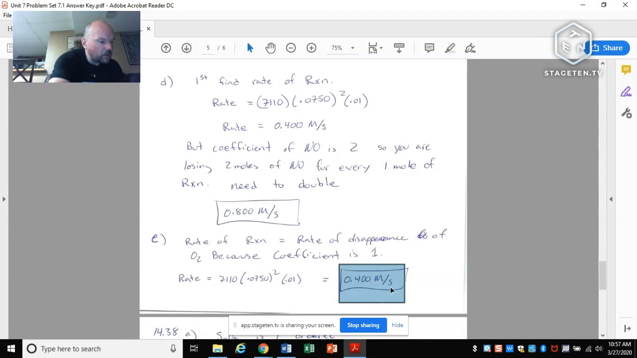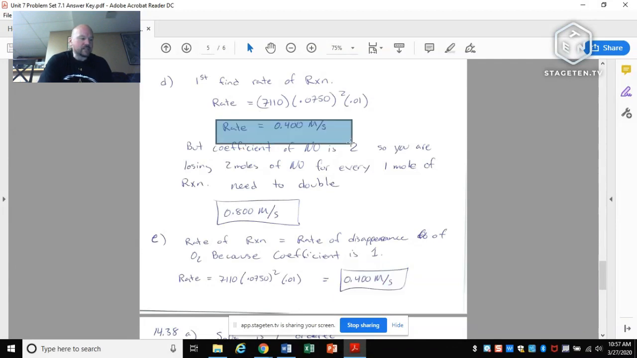So that's a good call. Okay. The rates in that chart weren't the rate of the overall reaction. They were measuring the rate of disappearance of NO there. So that's why you don't have to double this one in part D. Okay, does that make sense?